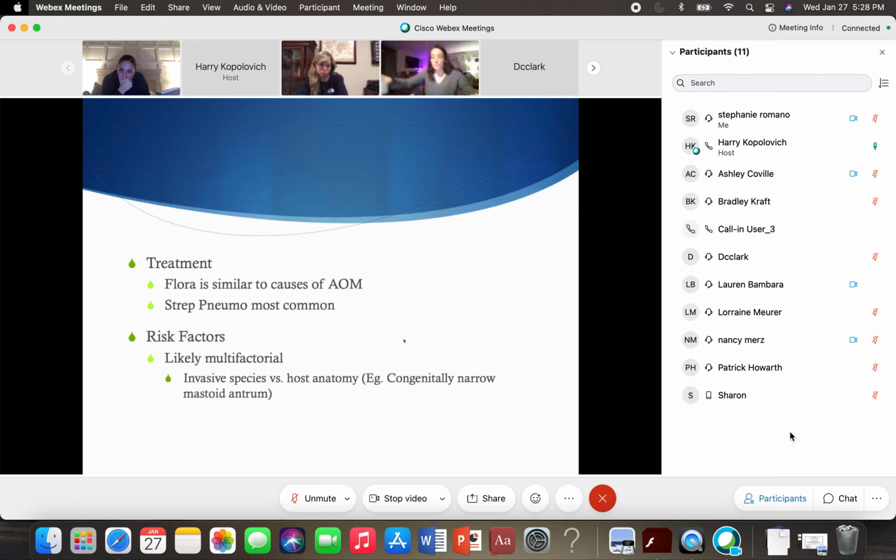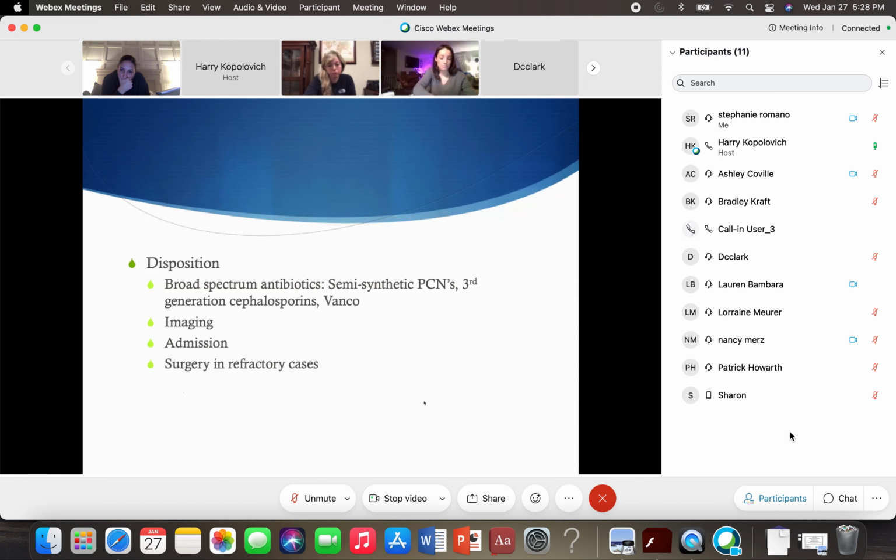The treatment for mastoiditis is going to be similar exactly to what you use to treat acute otitis media. Strep pneumo being the most common organism. And the risk factors is likely multifactorial. You may have just an invasive species of strep pneumo versus the patient may have some abnormal anatomy. So it can generally narrow mastoid antrum, not allowing it to drain properly, and it'll lead to accumulation of bacteria, specifically in the case of otitis media.